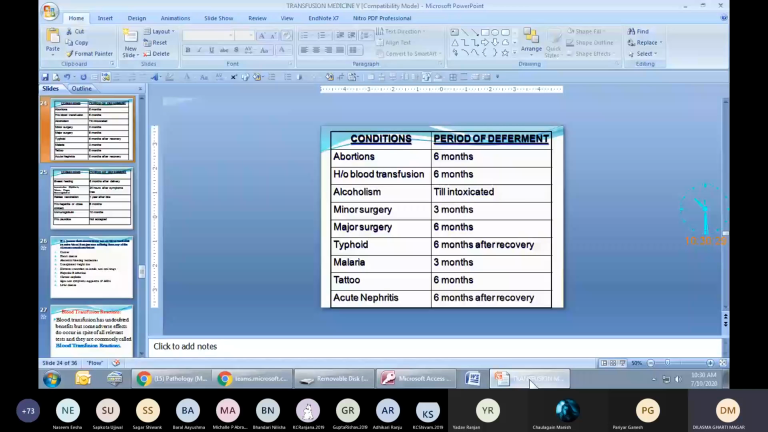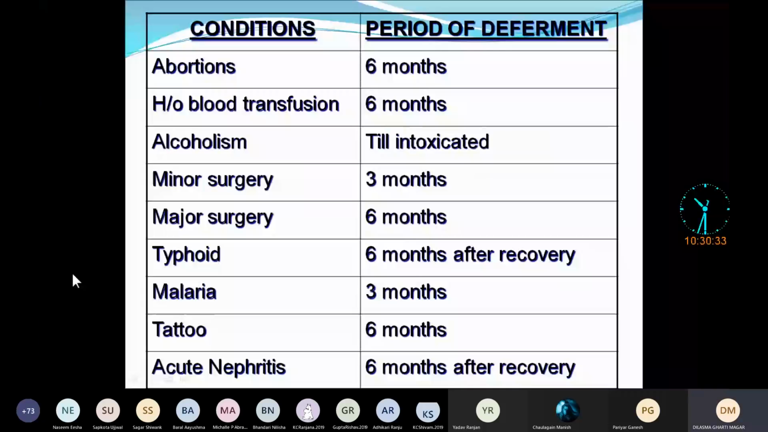Now here there are different conditions, and the period of deferment means till what time the patient cannot donate the blood. Understood here? So abortions. If a person has aborted, that person cannot give the blood for 6 months. And if there is history of blood transfusion, if the person has received the blood transfusion, that person also cannot donate the blood for 6 months.